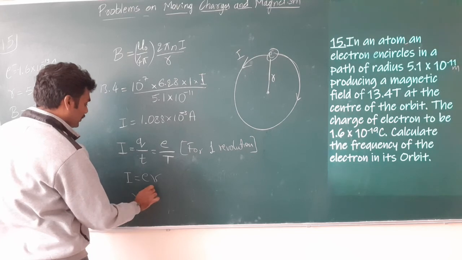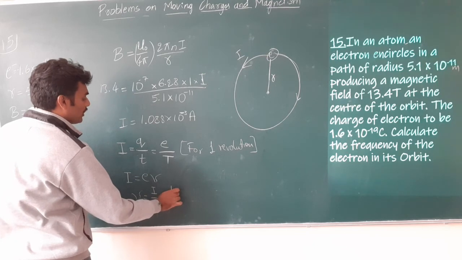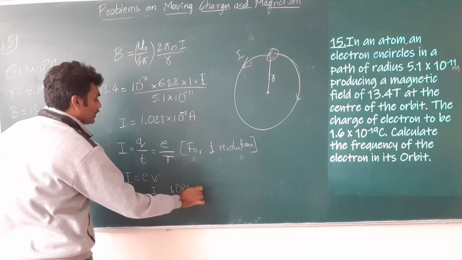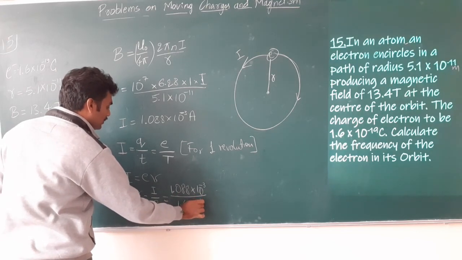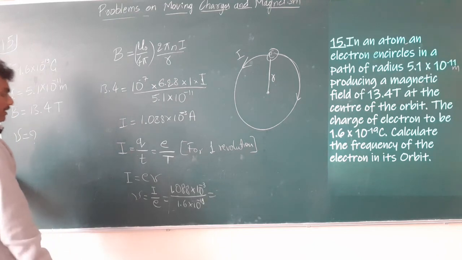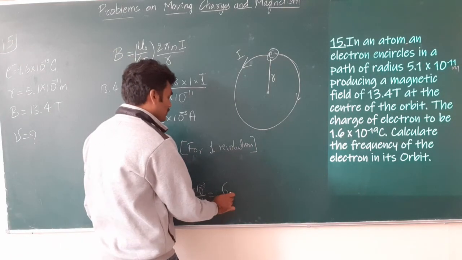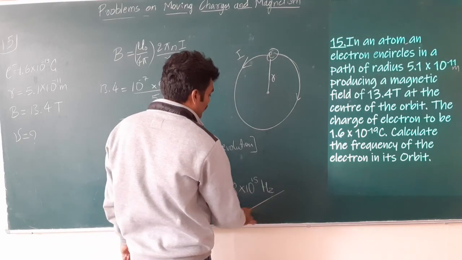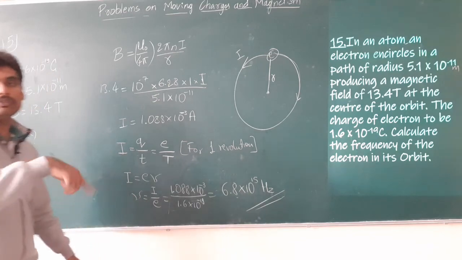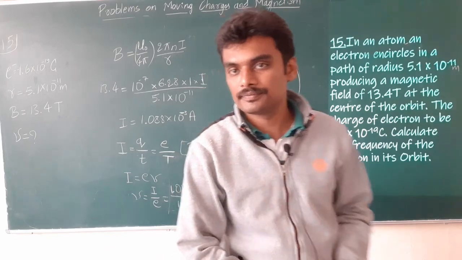So mu becomes equal to I by E, which is 1.088 into 10 to the power of minus 3, divided by the charge of electron, 1.6 into 10 to the power of minus 19. Make use of the data. So in 1 second, the electron is undergoing 6.8 into 10 to the power of 15 revolutions, 6.8 into 10 to the power of 15 hertz. Okay, this is the frequency of revolution of the electron in its orbit. Clear? Right.